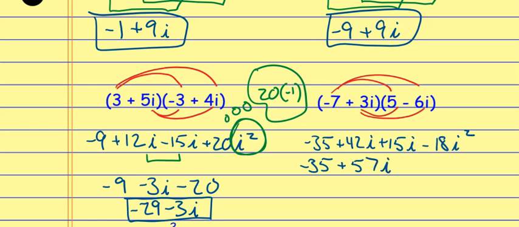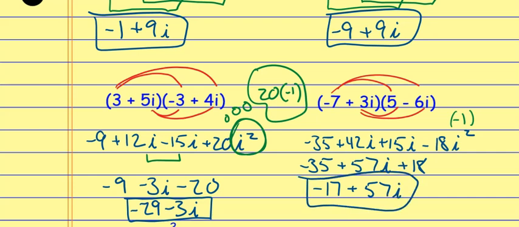And then once again, this i squared is actually a negative 1. And so if I have a negative 1 and a negative 18, that's multiplication. That's going to be a plus 18 at the end of this thing. And now I have more like terms that I combine. I can combine that negative 35 and the positive 18, and that gives me a negative 17 plus the 57i. But again, it's all about just simplifying. And yes, I run into these powers of i that have to be simplified more and more and more.